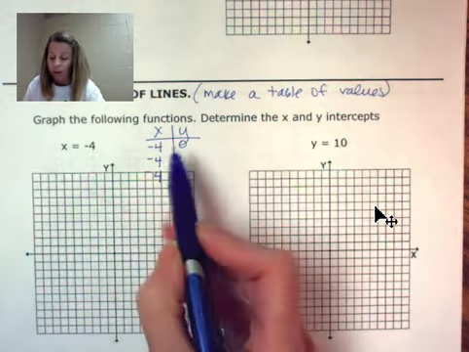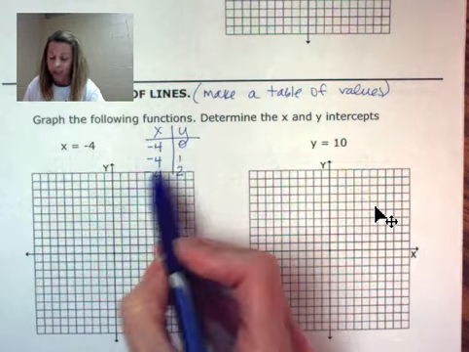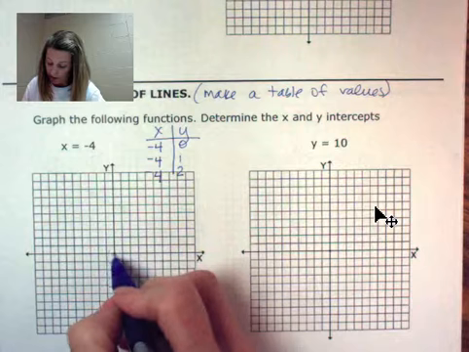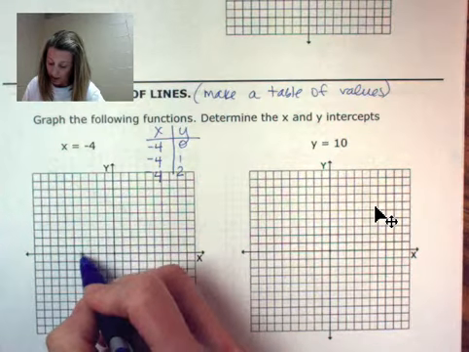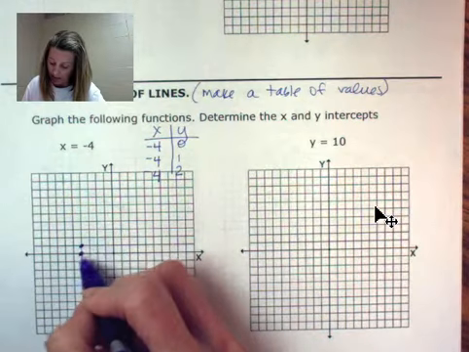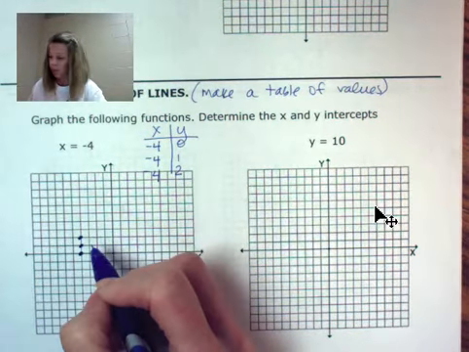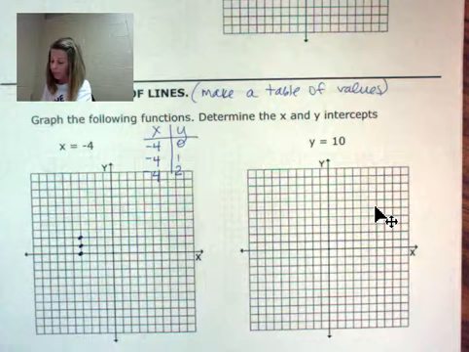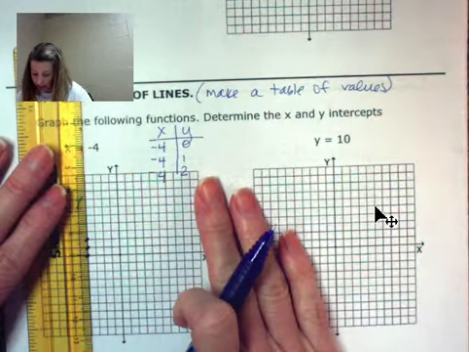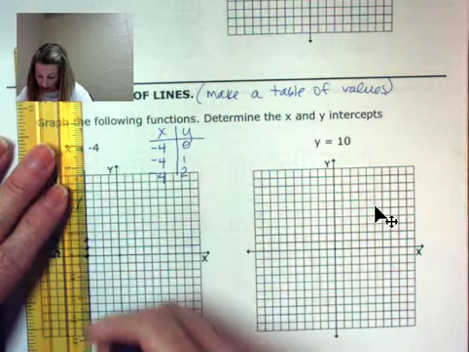So I then can graph these three coordinates, or these are ordered pairs. Negative 4, 0 is 1, 2, 3, 4 right here. Negative 4, 1 is over 4 up 1, and negative 4, 2 is over 4 up 2. And so you can see that what I'm going to get here is a vertical line. So I'm going to go ahead and graph that line.